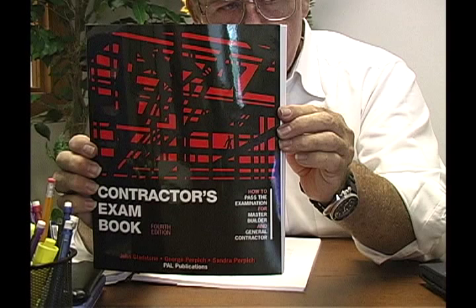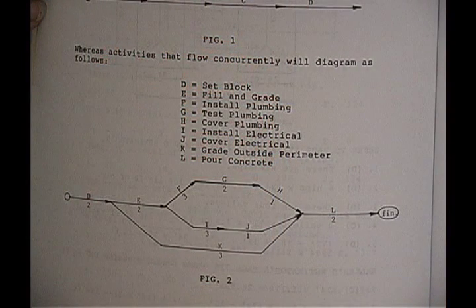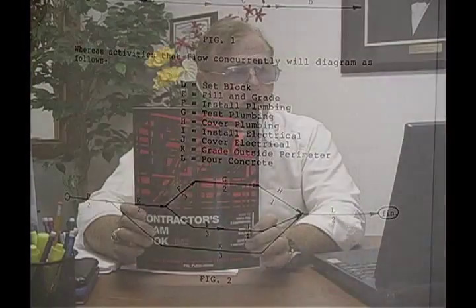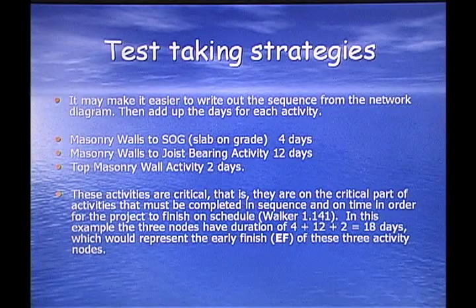This book is absolutely great for helping you pass the day 2 of the exam. It might be easier for you to make these into a straight line column like it's a statement or financial statement, rather than trying to go through this diagram. Some test-taking strategies: it may be easier to write out the sequence from the network diagram and then add up the days like it was a spreadsheet.